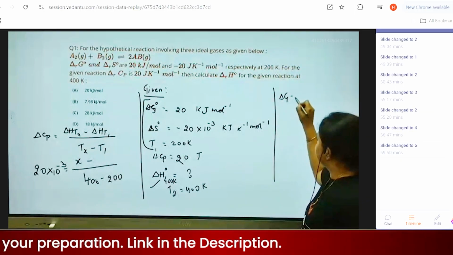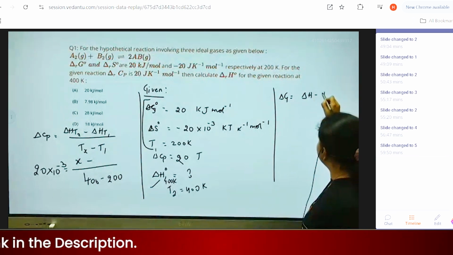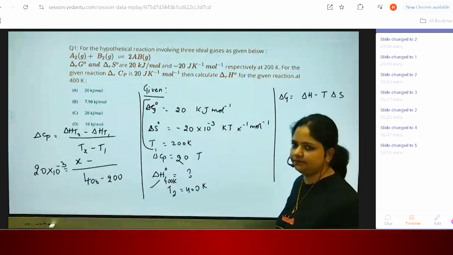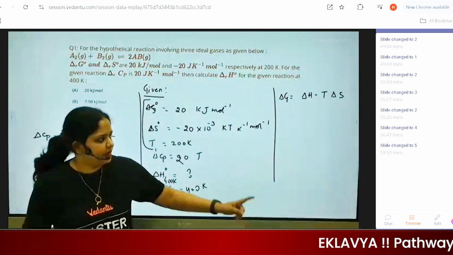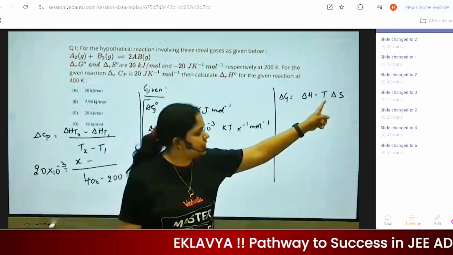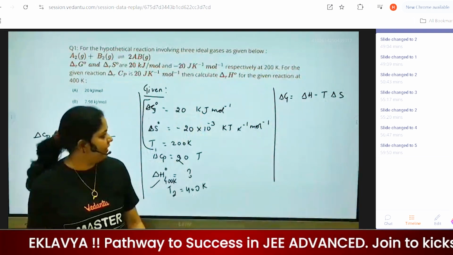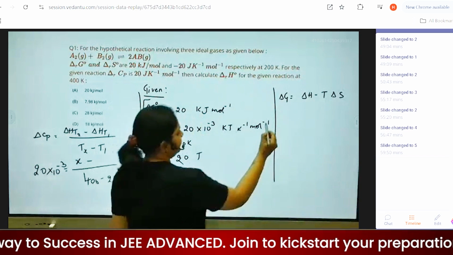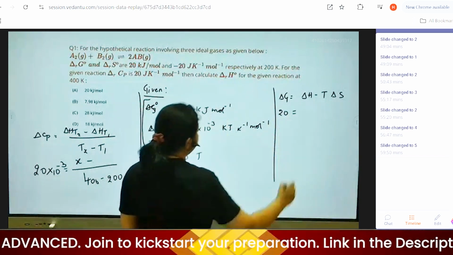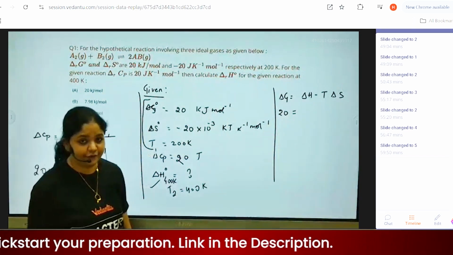Delta G is equal to delta H minus T into delta S. Here the standard free energy change, enthalpy change, entropy change, and temperature are given. We have been provided with the Gibbs free energy change. Let me write down 20 is equal to, what is delta H? We have to find that here.